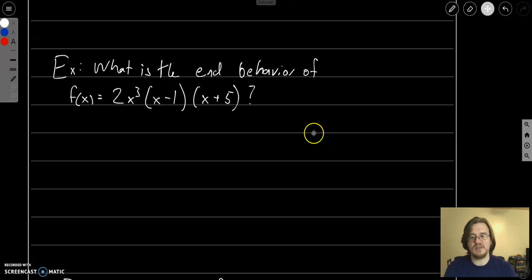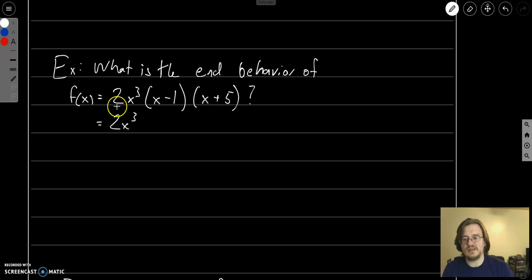How about, what is the end behavior of 2x to the third times (x minus 1) times (x plus 5)? Well, this doesn't quite look like a polynomial. I need to find the leading term. So let's simplify this. I'm going to leave the 2x to the third out here for the moment, and I'm going to FOIL these two binomials. So the first terms is x squared. The outer terms will be 5x. The inner terms, minus 1 times x. The last terms will be minus 5.